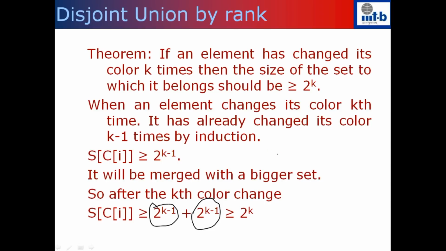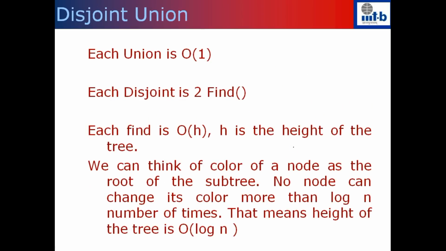Since the maximum number of times a node can change its color is at most log of n, this also implies that every time the color of a node changes, which means that the parent node, the root of a subtree, actually changes, the height of the subtree will increase by 1. So the maximum height of the subtree will be at most log of n, right?